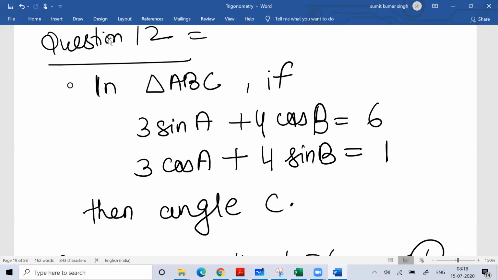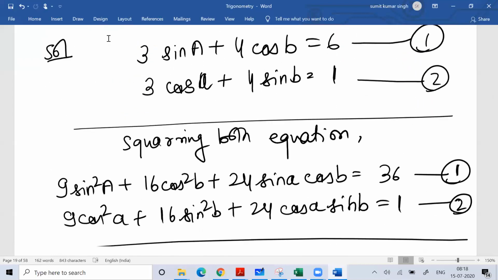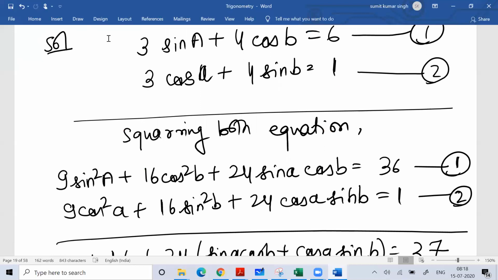If you get a question where you see some kind of linear equation in trigonometric ratios, then the best way to solve this kind of question is to square both sides. So square both the expressions. They are in the form of (a plus b) whole square, so you will get a square plus b square plus 2ab. Once you get that, you can add them.